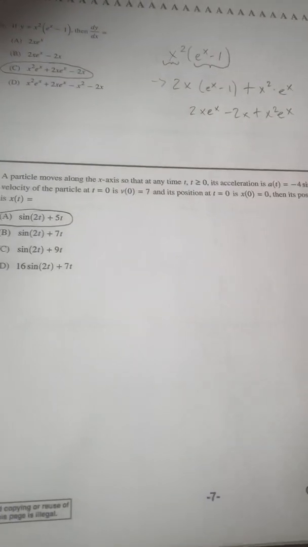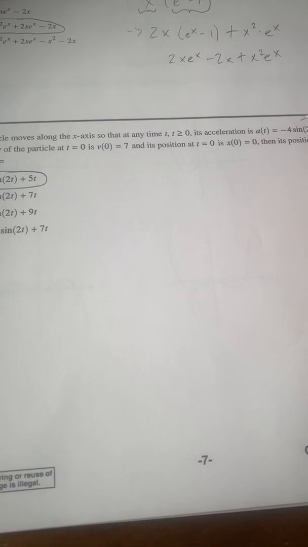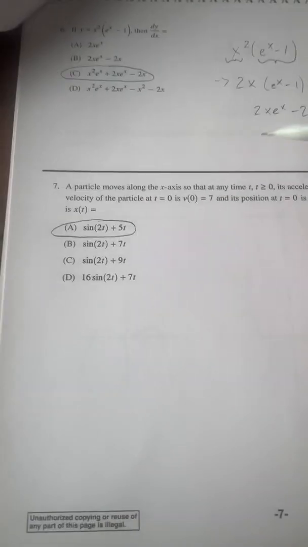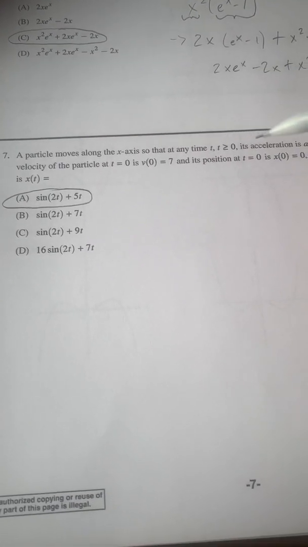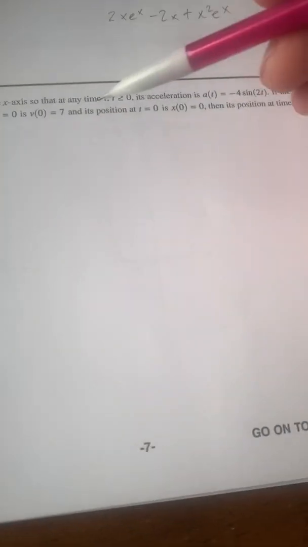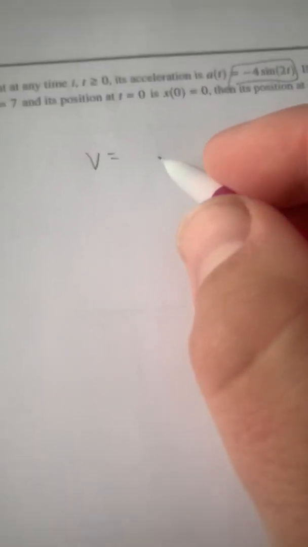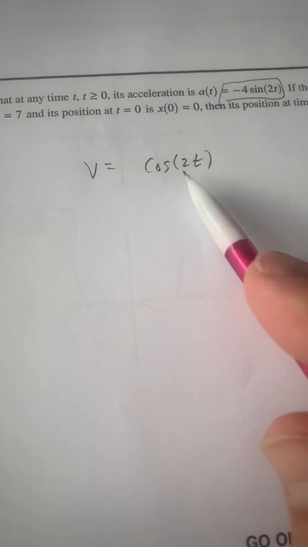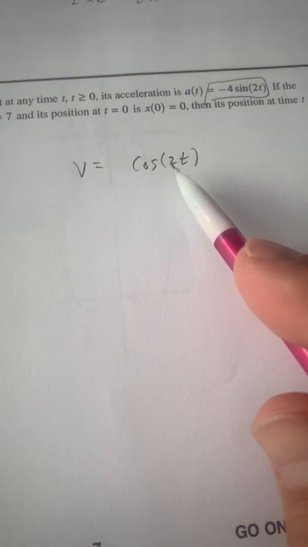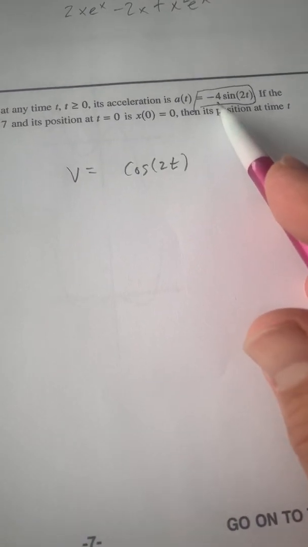I'm going to try going on to number 7. So it says particle moves. We have the acceleration right here of negative 4 sine of 2t. If the velocity of the particle at time 0 is 7 and the position is 0, then its position at time t is what? So first we're going to find the velocity equation. So I have to take the antiderivative of this function right here. So first of all, a cosine of 2t is going to give me a negative sine of 2t. But if I take the derivative of cosine of 2t, I get negative sine of 2t times 2. So I need a 4 here. So I'm going to plug a 2 in front here, and then I go plus c.